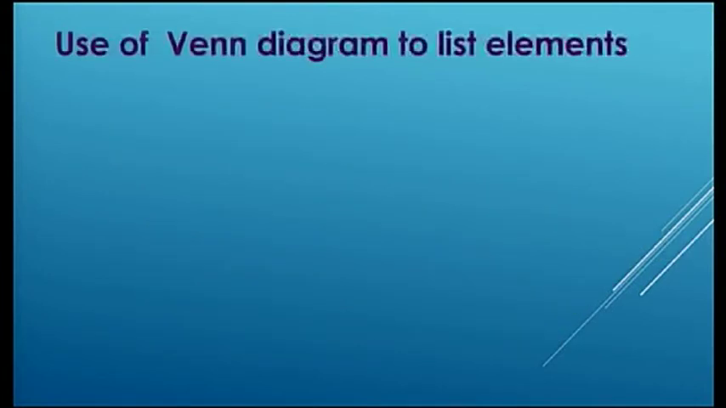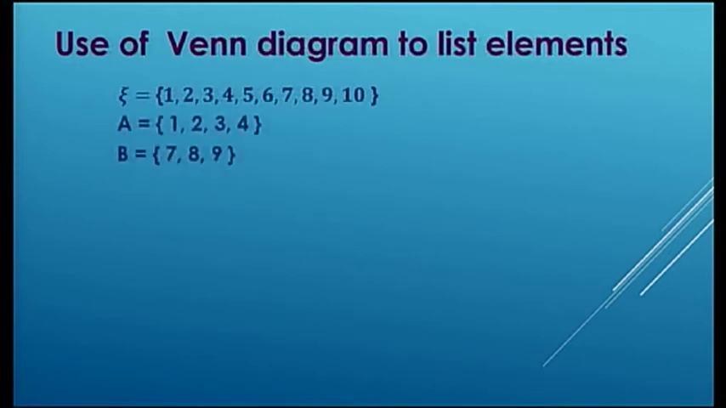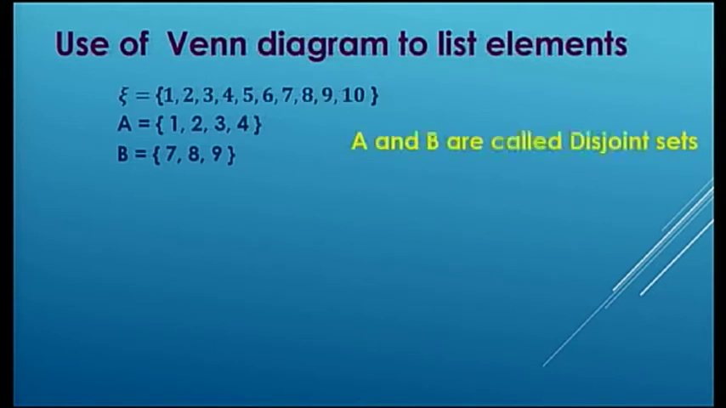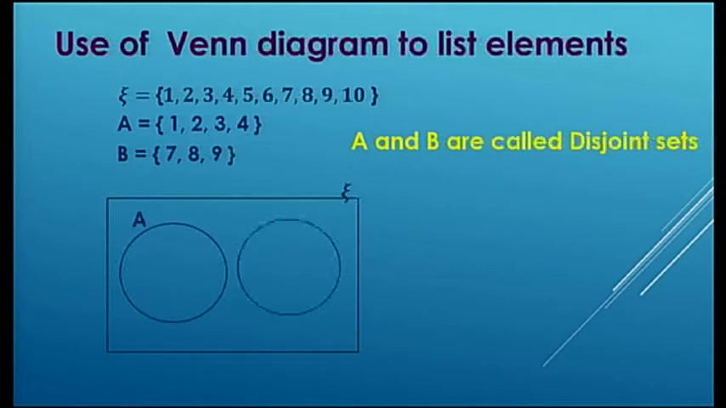Let's have a look at another Venn diagram. This is a universal set, set A and set B. Here we do not have common elements. So while drawing the Venn diagram, we must draw them separately. We call A and B disjoint sets, so we draw them separately. Now we just have to fill in the elements. Okay, 5, 6, and 10 are the elements that are neither found in A nor B. So we write them outside the circles but inside the rectangle.